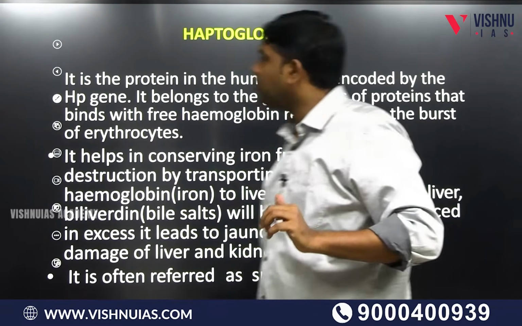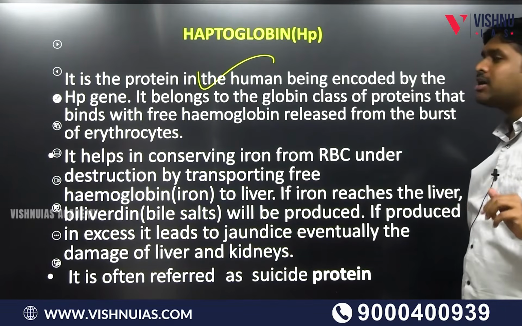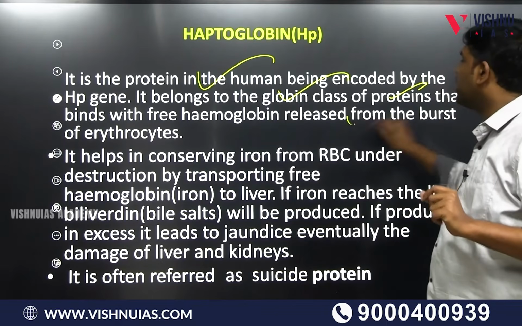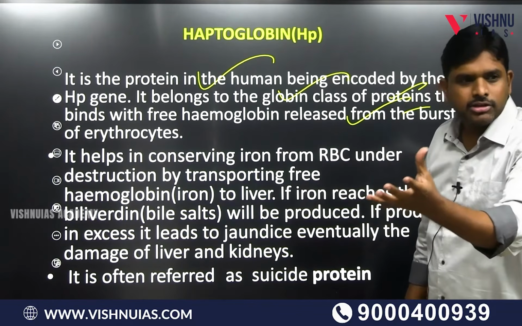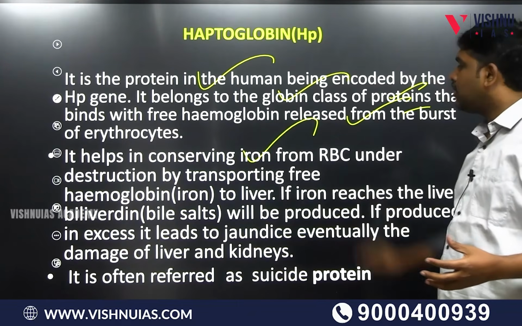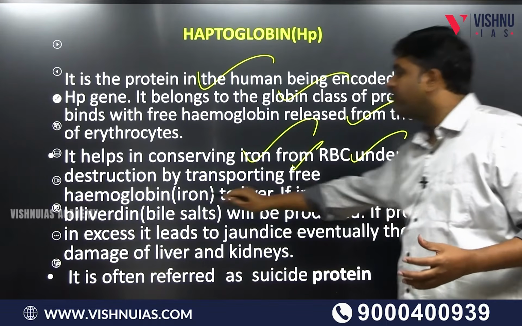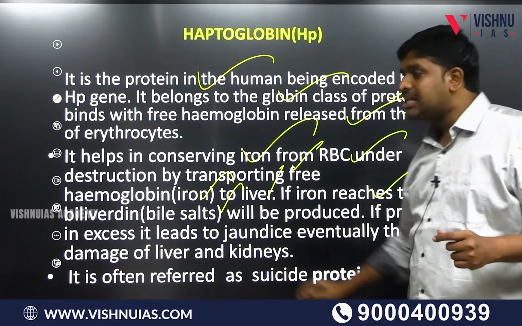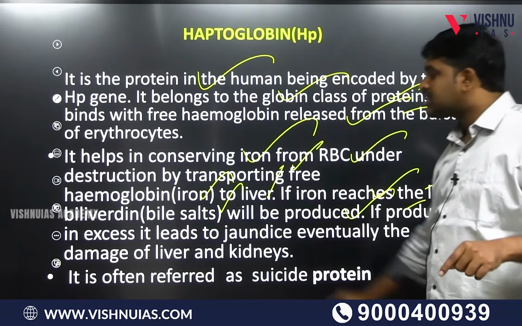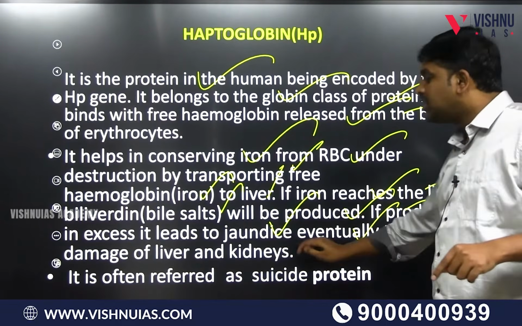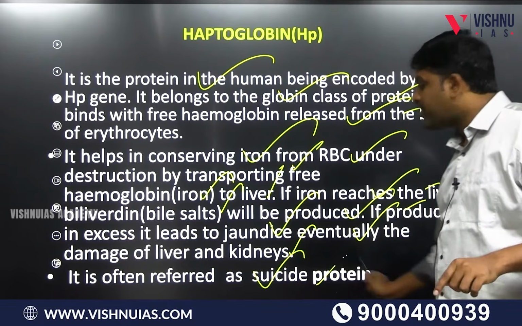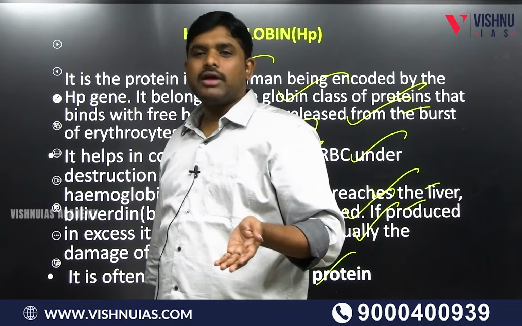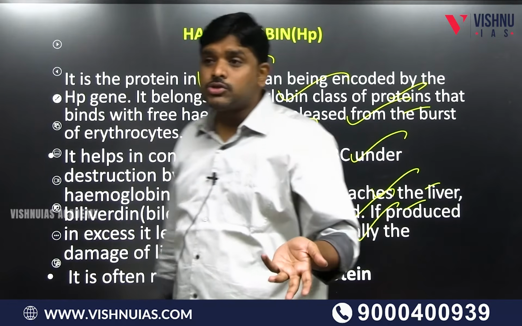Same like haptoglobin. It is a protein in the human being encoded by the HP gene. It belongs to the globin class of proteins that binds with free hemoglobin released from the burst of erythrocytes. It helps recover iron from RBCs under destruction by transporting free hemoglobin to the liver. If iron reaches the liver, biliverdin or bile salts will be produced. If produced in excess, it leads to jaundice, and eventually damage of the liver and kidneys. It is often referred to as a suicide protein. Why? Because I myself am going and falling into the liver. So, it is called a suicide protein.